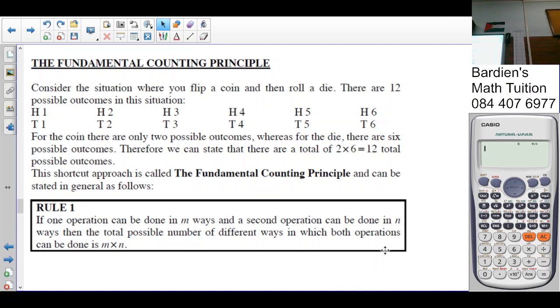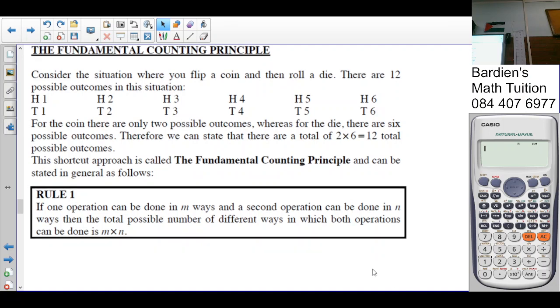Total possible outcomes. A shortcut approach is called the fundamental counting principle and can be stated in general as follows. We write the rule 1 down. Okay? You put it in a box. That is the rule 1 for the fundamental counting principle. If one operation can be done in M ways and the second operation can be done in N ways, then the total possible number of different ways in which both operations can be done is M times N. Alright? Again, I'm going to pause the video at this point.